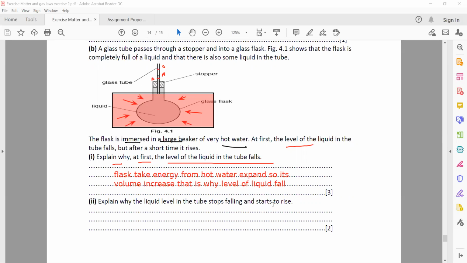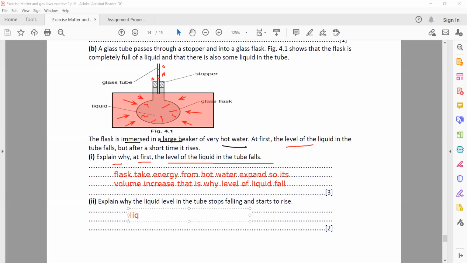Why does it stop falling and then start to rise? What is the reason for that? Now the energy is transferred from the flask to the liquid. So when the energy transfers from the flask to the liquid, the liquid will expand. As the liquid expands, the level of the liquid will rise. So the liquid absorbs energy from the flask and the liquid expands more than the solid. Otherwise, if they had the same expansion, we would not observe any change in the volume. But practically the liquid expands more.